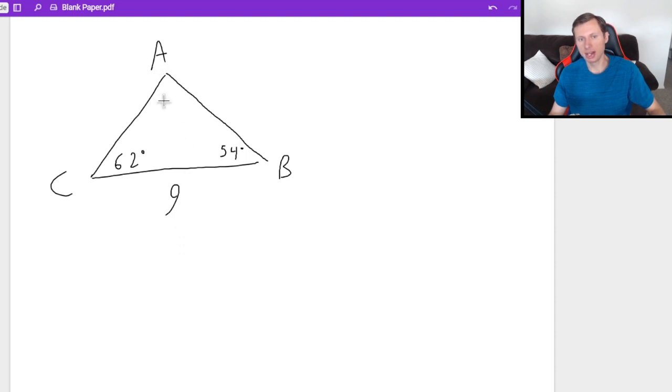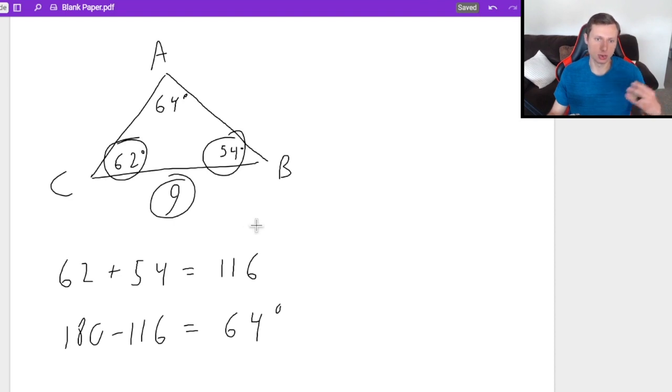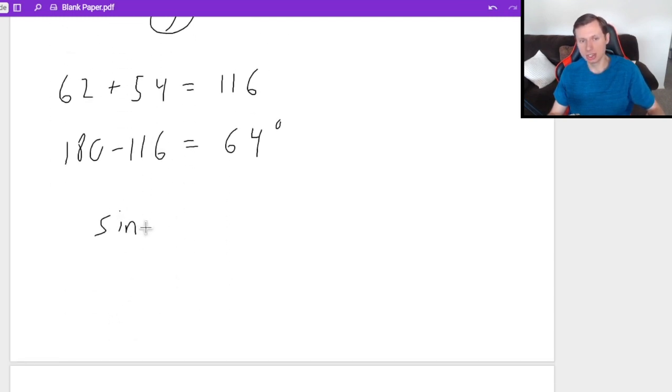So first, we're going to find angle A again by saying 62 plus 54 is 116. Then we're going to say 180 minus 116 is equal to 64 degrees. So angle A, 64 degrees. Also, remember, just real quick, this was an angle, a side, and an angle. So this was ASA, so we could do law of sines in the first place. Great. And now we're going to say, for law of sines, we're going to be using A this time because we have angle A and side length A. Hopefully you realize that.